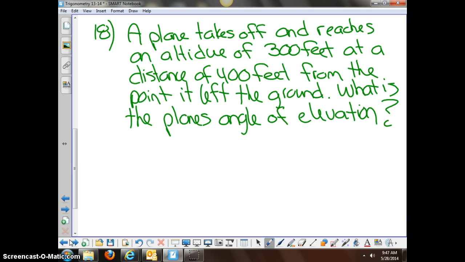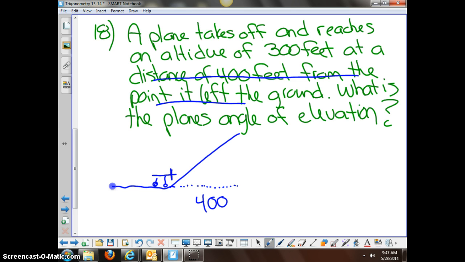So here's my runway. A little bumpy. Here's my airplane, and here are the airplane's wheels. Got it? The airplane is going to take off like an airplane does. And we want to know the angle of elevation at 400 feet from where it took off. A distance of 400 feet from the point it left the ground.